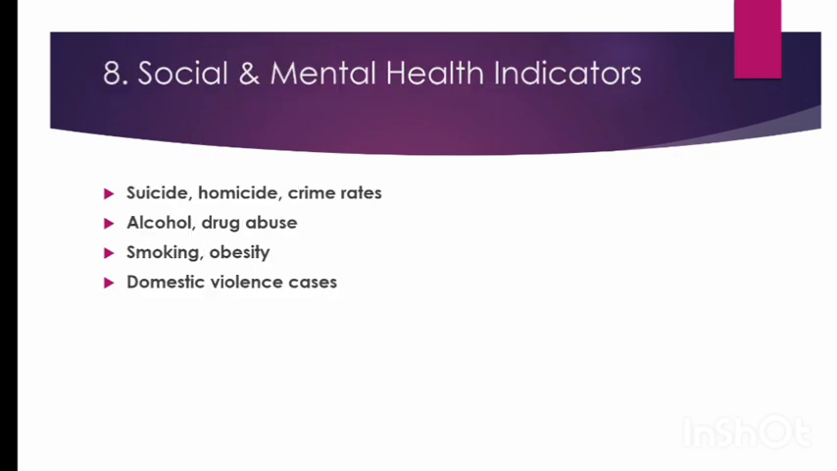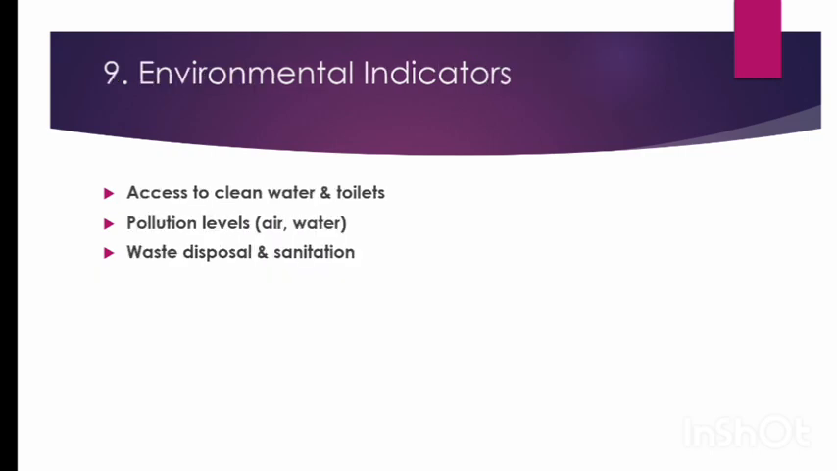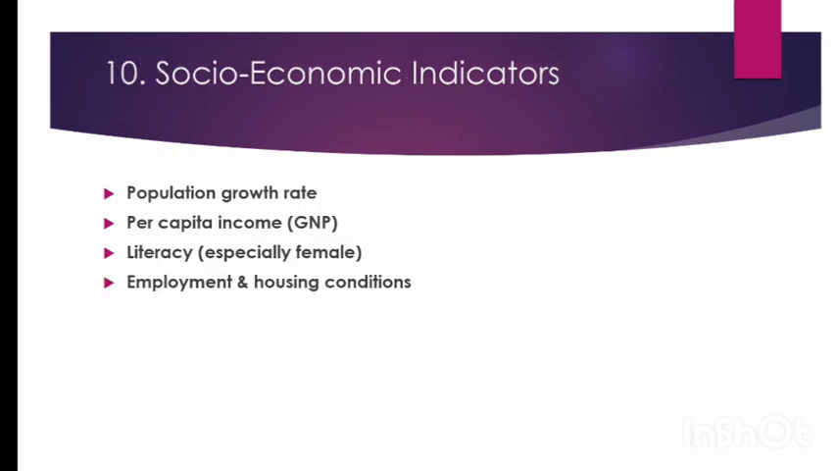8. Social and mental health indicators. Suicide, homicide, crime rates. Alcohol, drug abuse, smoking, obesity, domestic violence cases. 9. Environmental indicators. Access to clean water and toilets. Pollution levels, air, water. Waste disposal and sanitation. 10. Socioeconomic indicators. Population growth rate. Per capita income (GNP). Literacy, especially female. Employment and housing conditions.